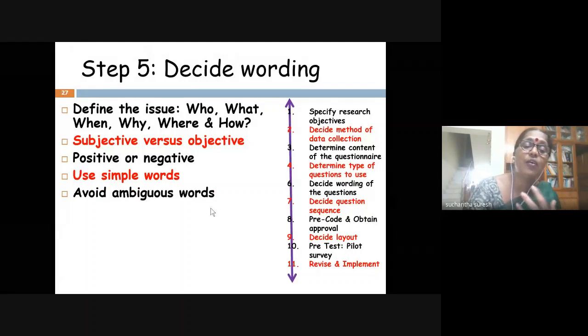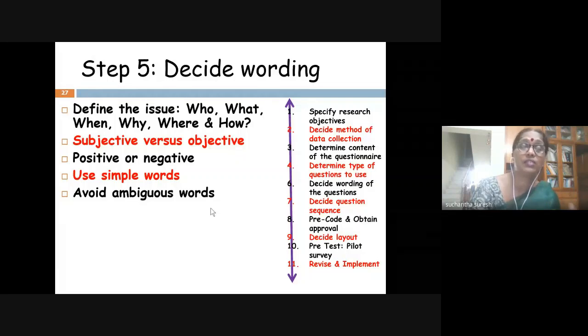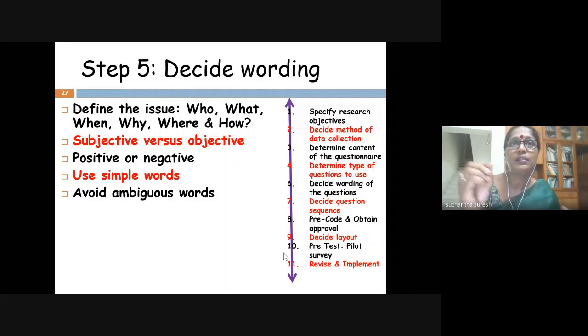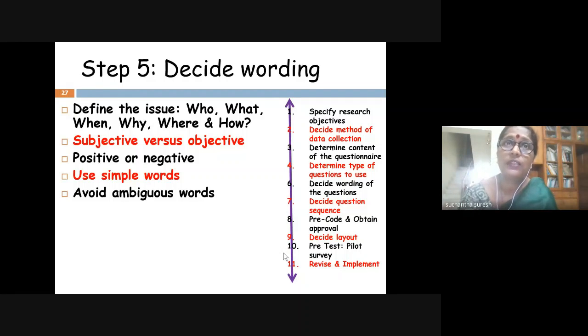Next is avoid ambiguity. Ambiguity in the words, in the sense that I will be confused about what to answer. For example, are you satisfied with the dosa and chapati which is given in the canteen? Hope you are understanding what I'm telling. This is a simple example I'm giving. Are you satisfied with the dosa and chapati in the canteen services, if you are rating? Now here I should give the response for dosa or chapati.